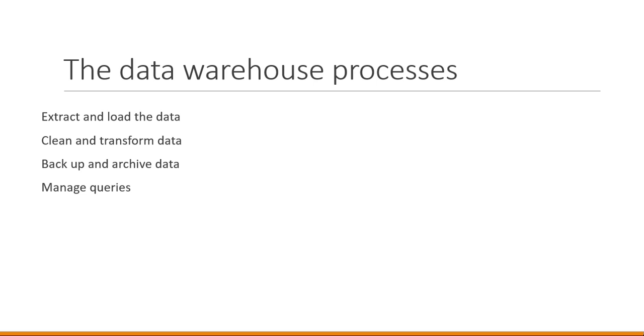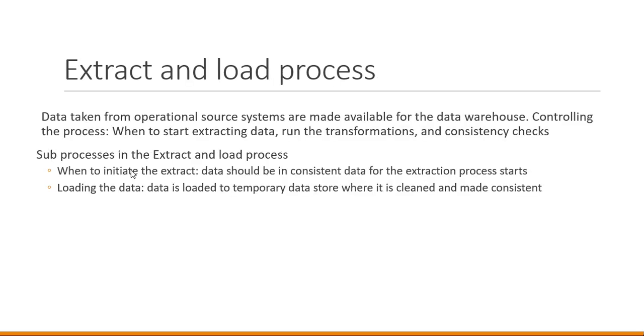Data warehouse processes consist of four different processes. First is extract and load. Second one is clean and transformation of the data. Third one is backing up and archiving of the data. Fourth is managing the user queries. Now let's talk about the extract and load process.